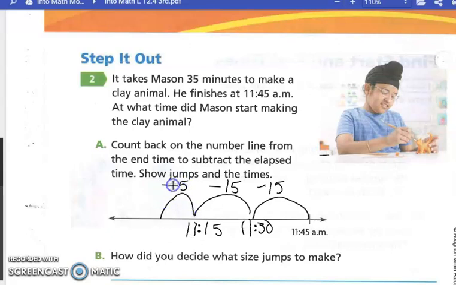So we're going to subtract another 5 minutes. So what is 11:15 minus 5 minutes? 11:10. That's kind of weird saying 11:10.